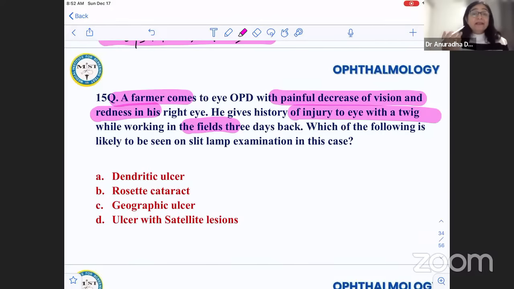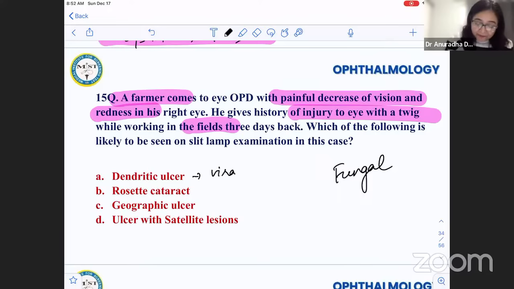So most likely this patient is having some kind of corneal ulcer. Among the choices given, which kind of corneal ulcer? When it is vegetative matter, we suspect fungal corneal ulcer, right? We suspect fungal corneal ulcer going by the choices. Dendritic ulcer is seen in viral.